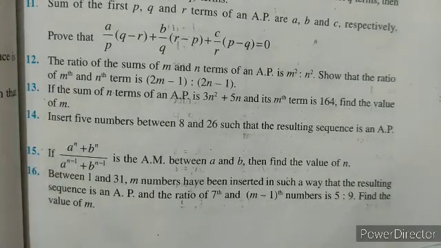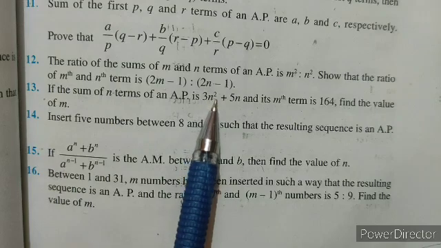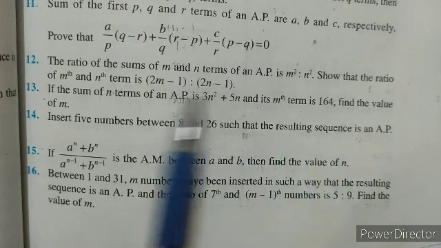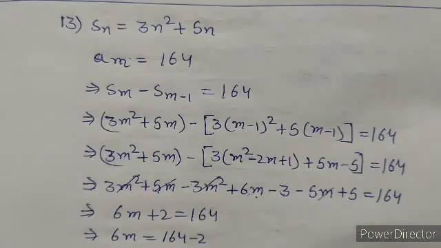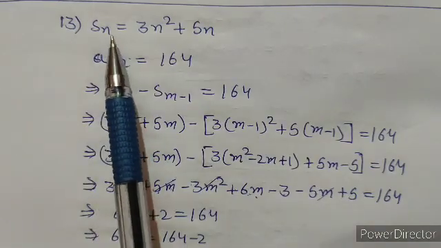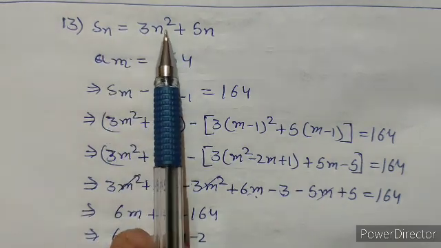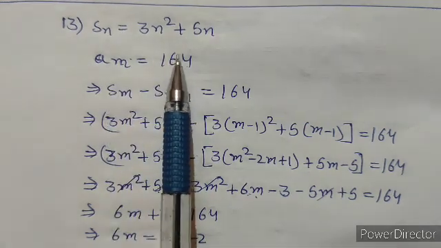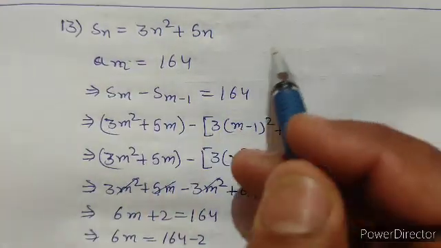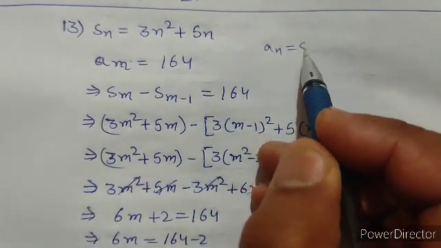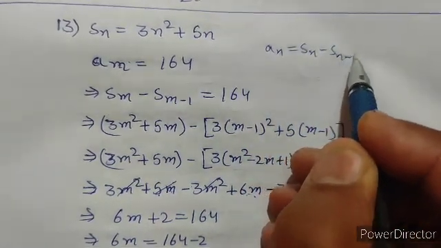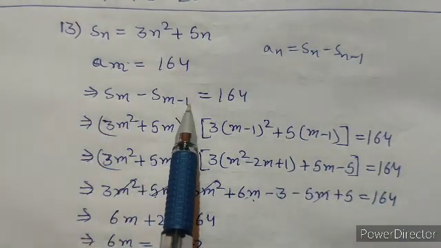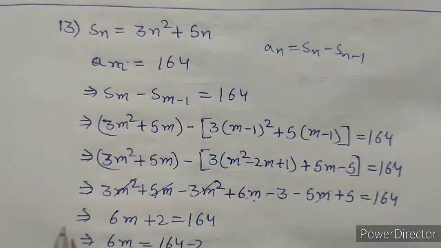Now in question number 13, if the sum of n terms of AP is 3n square plus 5n and its mth term is 164, then we have to find the value of m. Sum of n terms of the AP, that is Sn, is given to us as 3n square plus 5n, and mth term of AP, that is am, is equal to 164. As we know that an equals Sn minus Sn minus 1, so am will be equal to Sm minus Sm minus 1, and that is equal to 164.